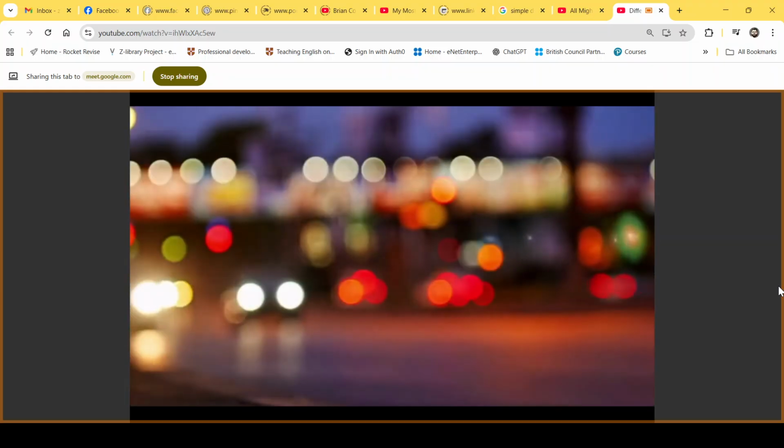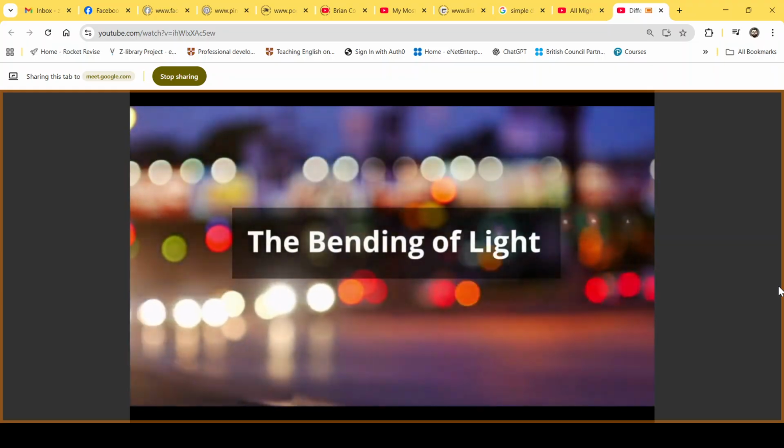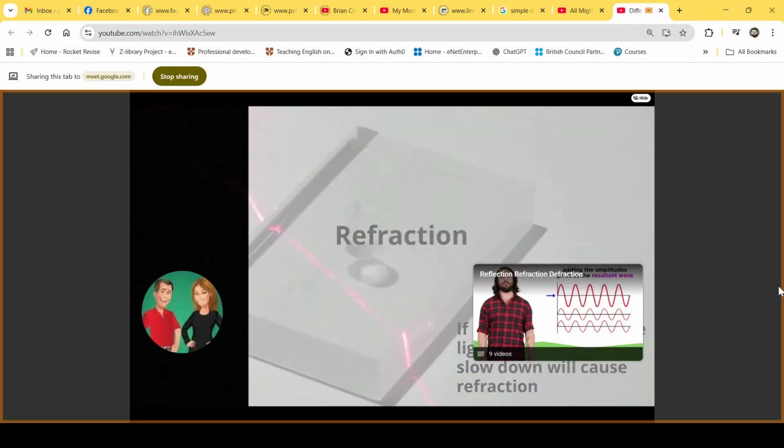So in summary, refraction and diffraction is the bending of light due to either slowing down or going around an object.